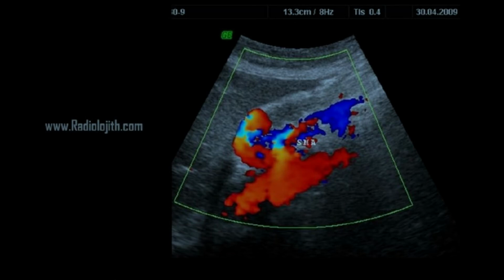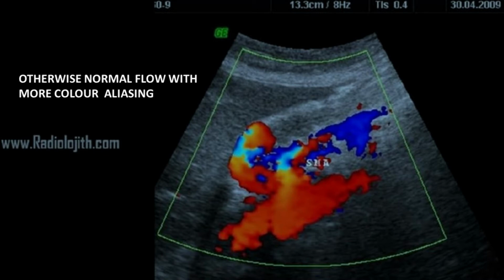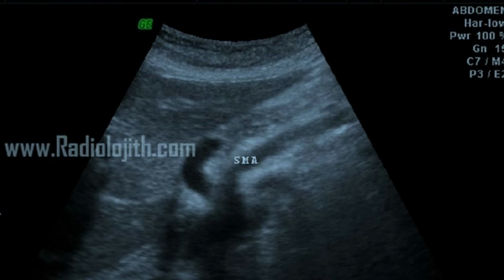Okay, let's go. There's a very short common trunk which is then bifurcating as celiac axis and superior mesenteric artery on B mode and on Doppler. They are widely patent and show normal angle with no stenosis or occlusion or aneurysmal dilatation. The Doppler image might be misleading due to lot of color aliasing. The visualized aorta appears normal on B mode and on color Doppler.